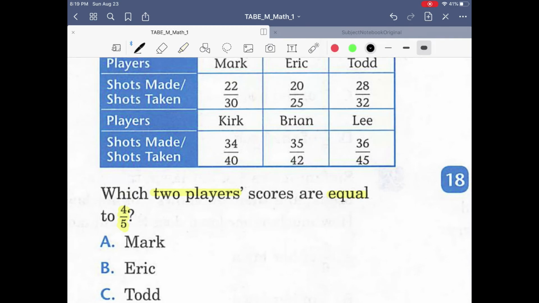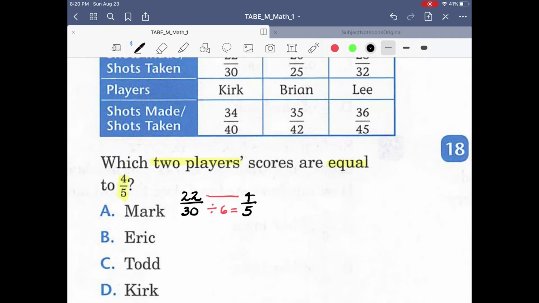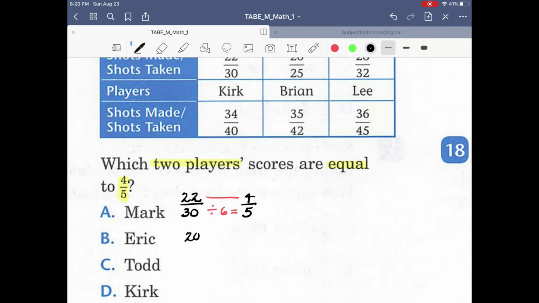All right, so let's take a look here. I'm comparing Mark, who has 22 shots out of 30. And we want to know if that equals 4/5. Well, 40 divided by 6 would give me 5, but that doesn't hold true on the top of those fractions. So it isn't Mark.